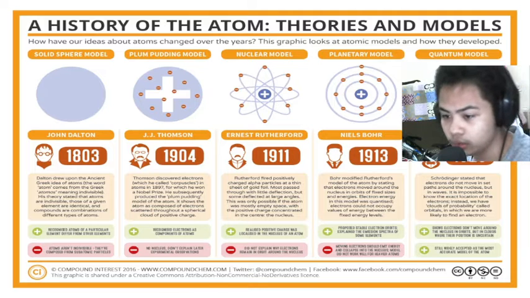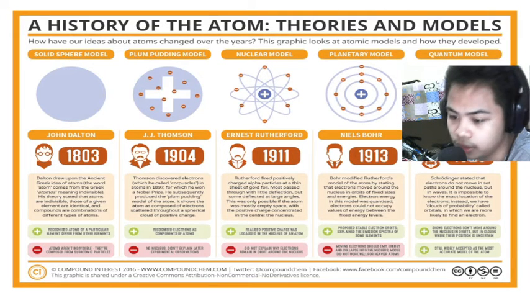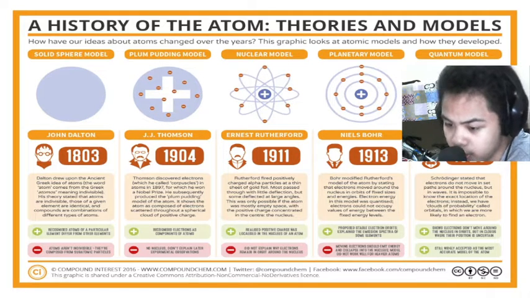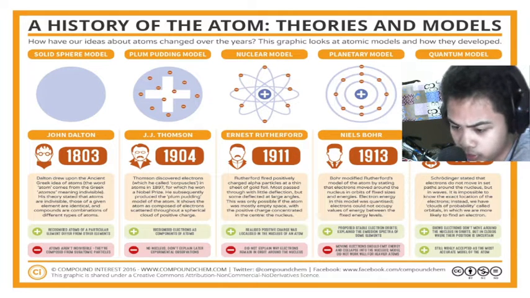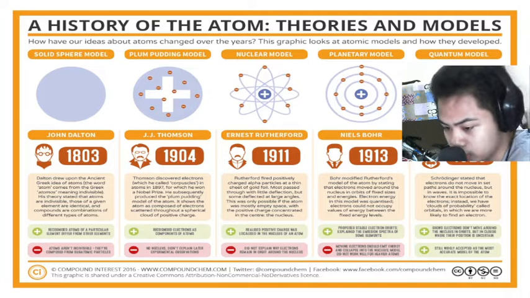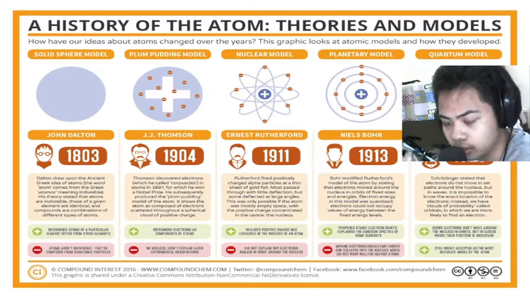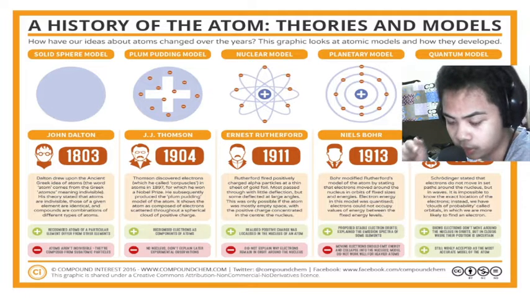The next one is the nuclear model by Ernest Rutherford in 1911. Rutherford fired positively charged alpha particles at a thin sheet of gold foil. Most passed through with little deflection, but some deflected at large angles. This was only possible if the atom was mostly empty space, with a positive charge concentrated in the center, being the nucleus. This realized the positive charge was located in the nucleus of an atom. This showed us that the positive charge will be located in the middle or the center, which is where the nucleus is.